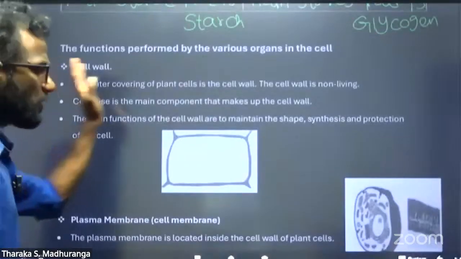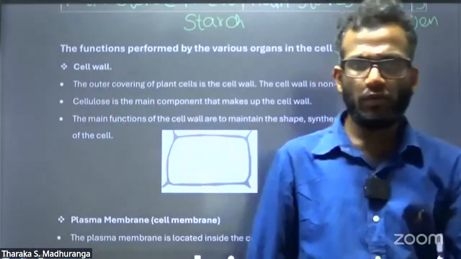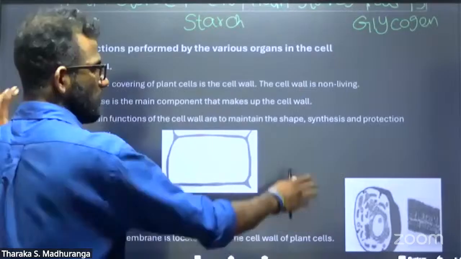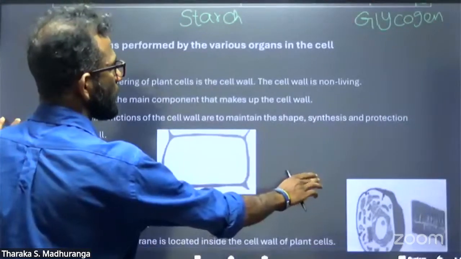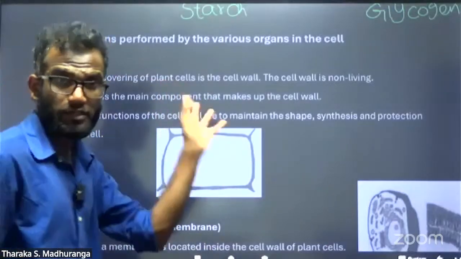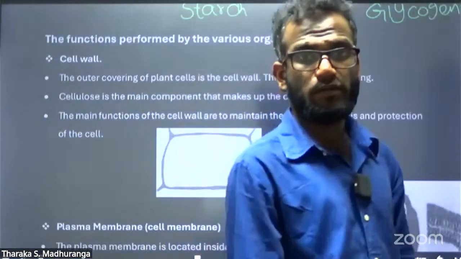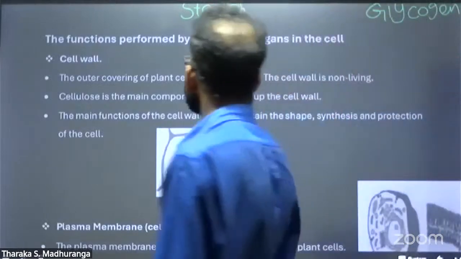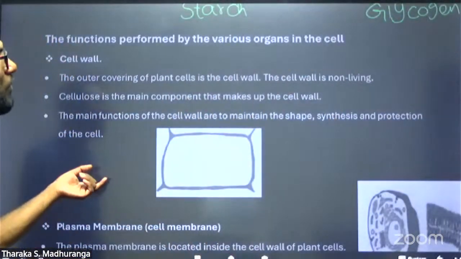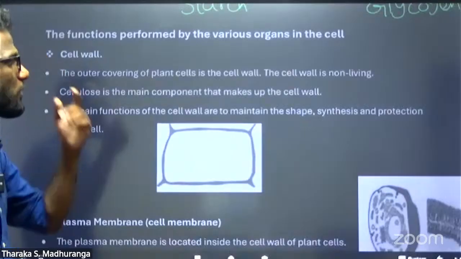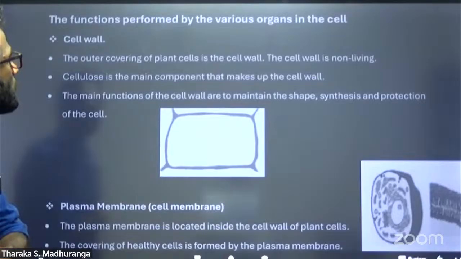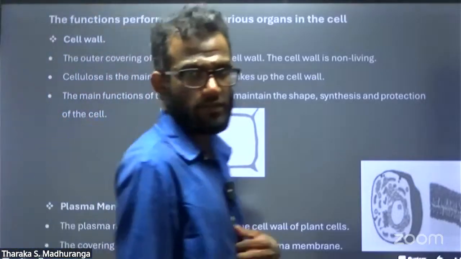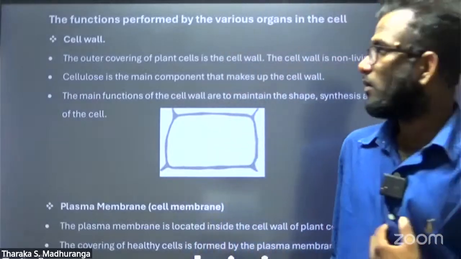Actually, this part is very simple. You already know these things. Okay, come to the parts. What are the functions of each part and their characteristics? The functions performed by the various organs, not actually organs, organelles. Okay, in the plant cell, organelles.